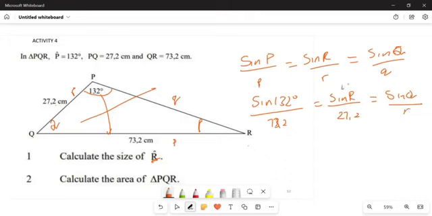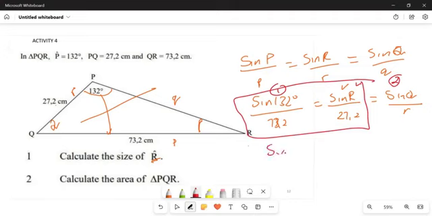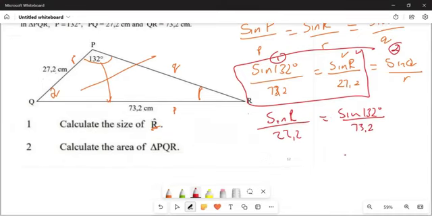Okay, we are looking for R, so we're going to use the one with R. Now, we have option number one and option number two. Which one can we use which has more information? Number one, so we're going to take these two only. You can write it as the sine of R all over 27,2, which is equal to the sine of 132 all over 73,2. You want to get R here.